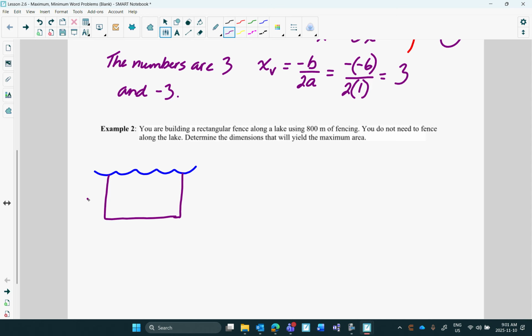Let's call this the width x, which means that this must also be x. Here's where you've got to think a little bit. What's an expression for this length? That's... x, y? No, you can't use two different variables. Otherwise, you won't be able to answer the question.